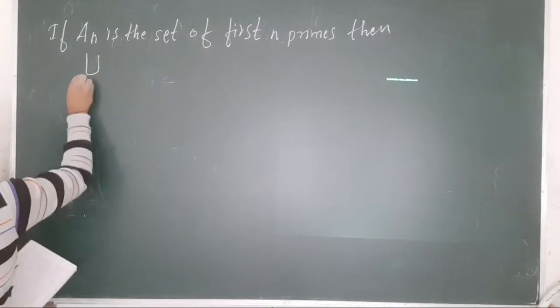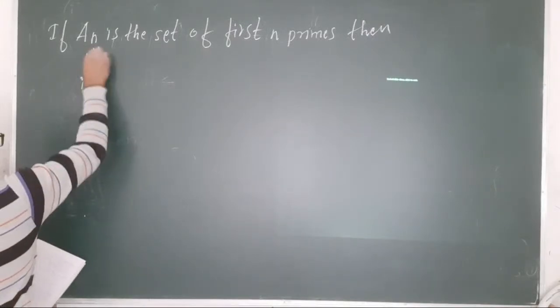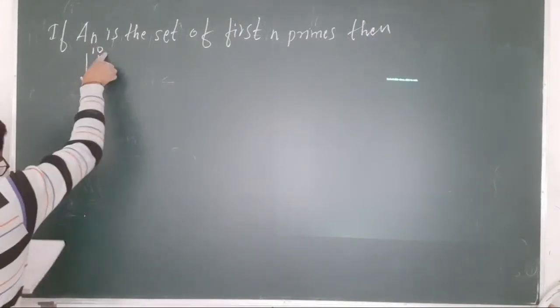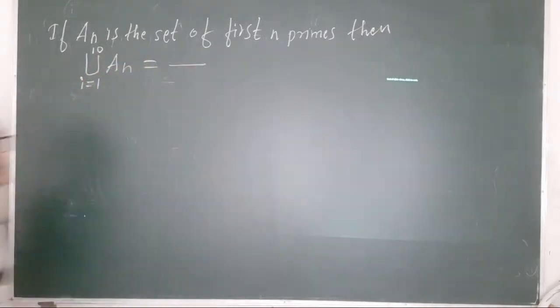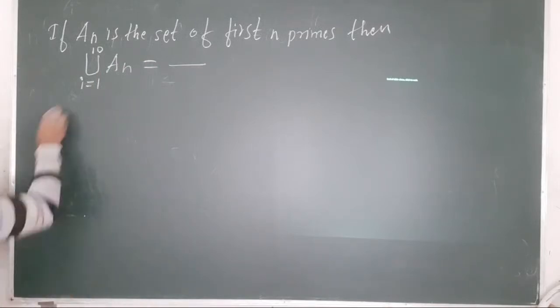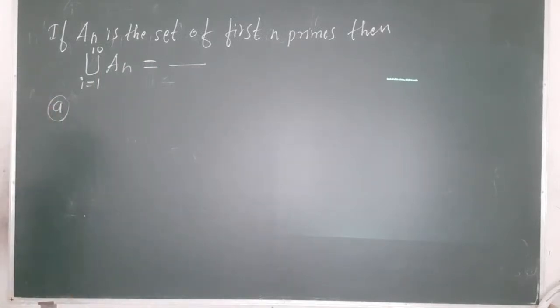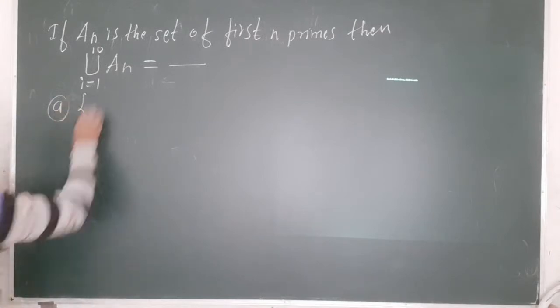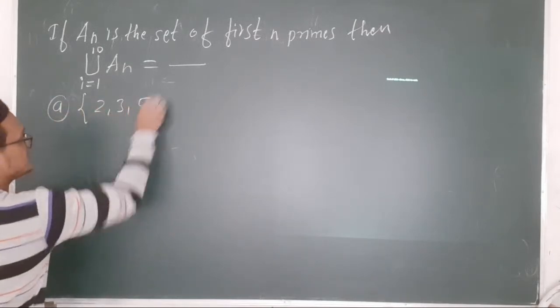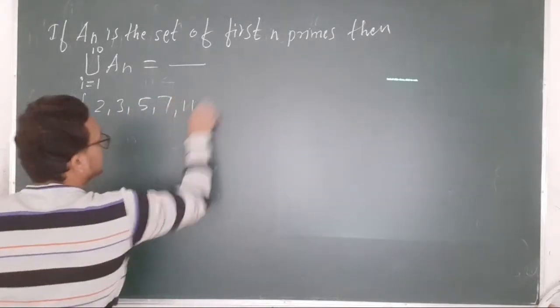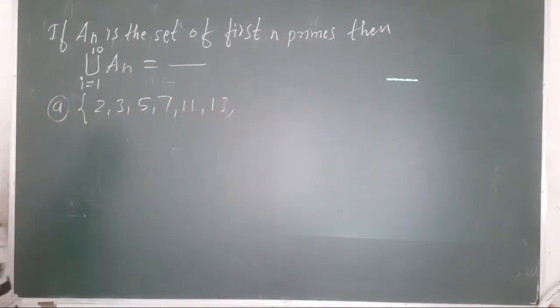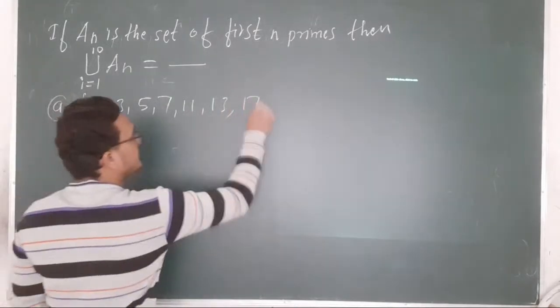union of i is equals to 1 to 10, A n is equals to. Okay, options are: option A, that is 2, 3, 5, 7, 11, 13, 17, 19.